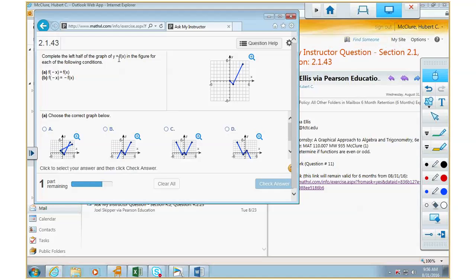This is y equals f of x in the figure for each of the following sections. f of negative x is equal to f of x. So f of negative x, what does f of negative x look like? Well, if you plug in the points, let's just do this the elementary way.